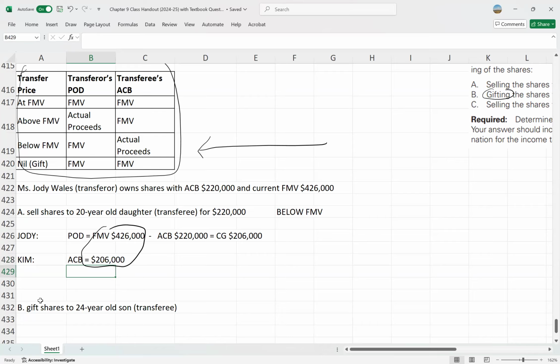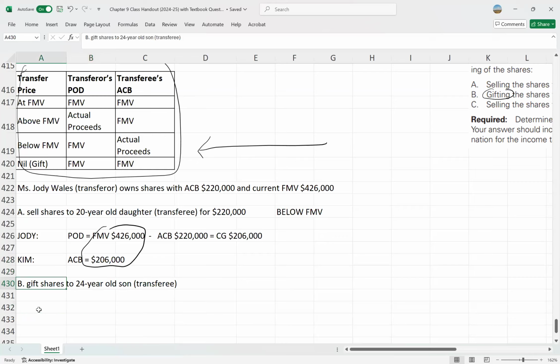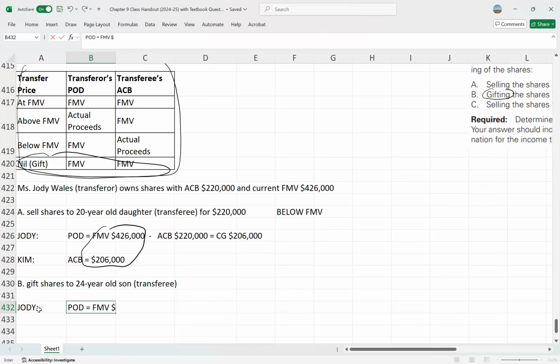What about in the second scenario, where it's going to be a gift? If it's a gift, once again, which row do we fall in? This one here. Even though it's a gift, they have to use fair market value. So Jody will use proceeds equal to fair market value of $426, minus the cost of $220. So she's still going to have to report a capital gain of $206.